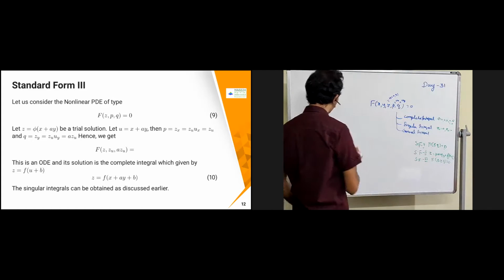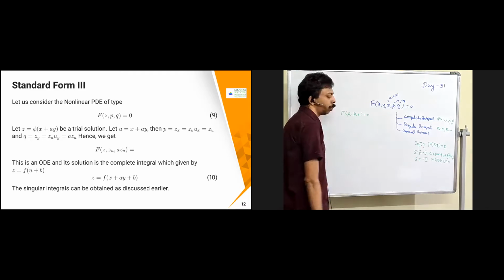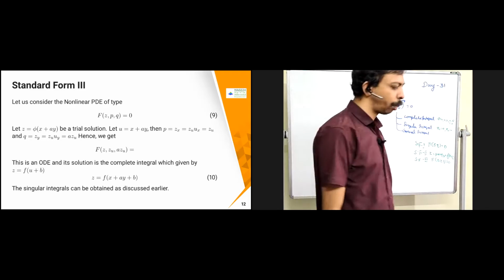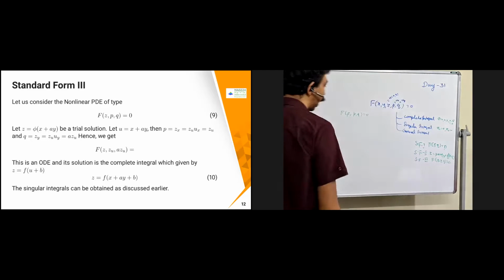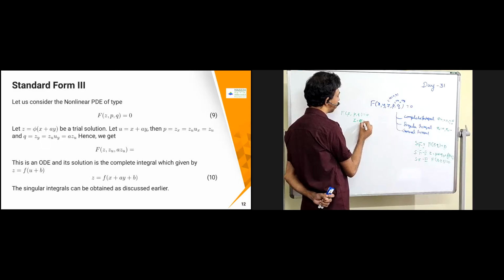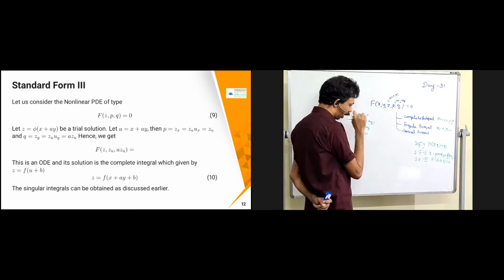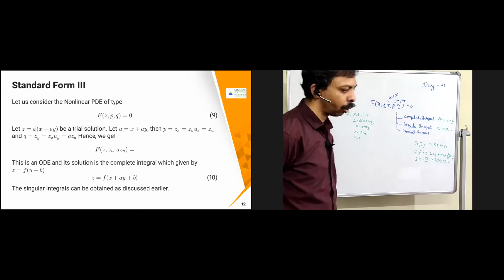Here, I'm going to take f of z, p, q equal to 0. So I'm going to put a substitution, the trial solution: z equal to phi of x plus ay, and I'm going to take u equal to x plus ay. So z equal to phi of u is going to come. Now what is z_u? I have to find z_u here.